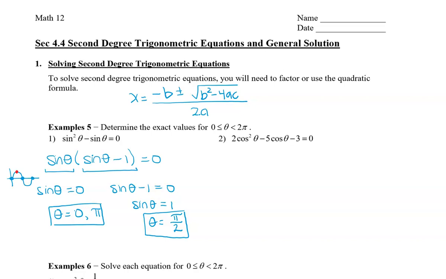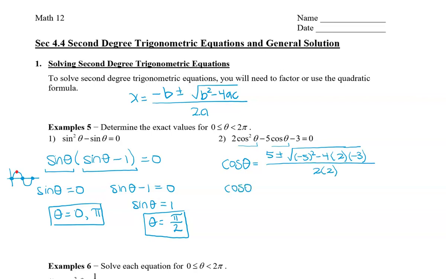Okay, so for this one here, we can actually factor it, but I wanted to show you how to use the quadratic formula and what it looks like. So instead of saying x, in our case, the x is actually cos theta because that's our variable. So here we have cos theta is equal to negative b, so it's going to be 5, because it's negative negative 5, plus or minus the square root of negative 5 squared minus 4 times 2 times negative 3, and that is all over 2 times 2.